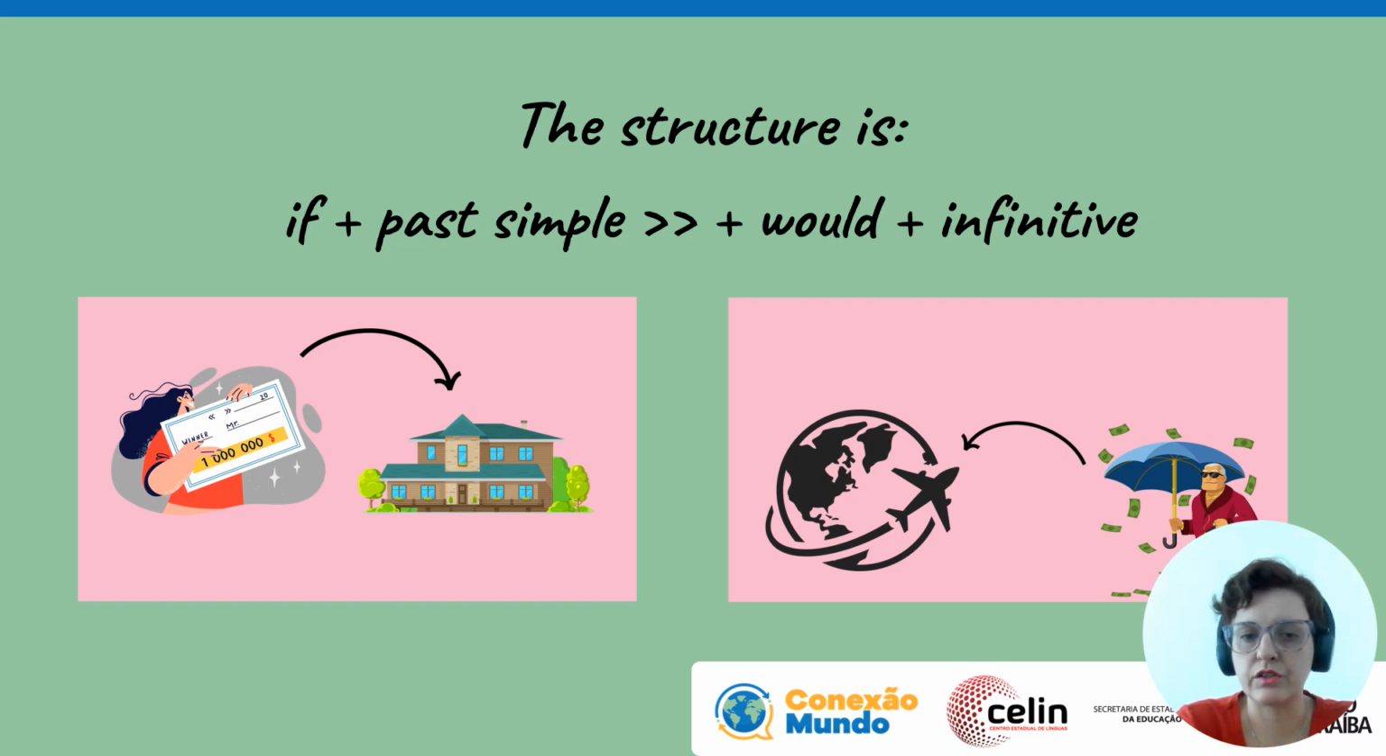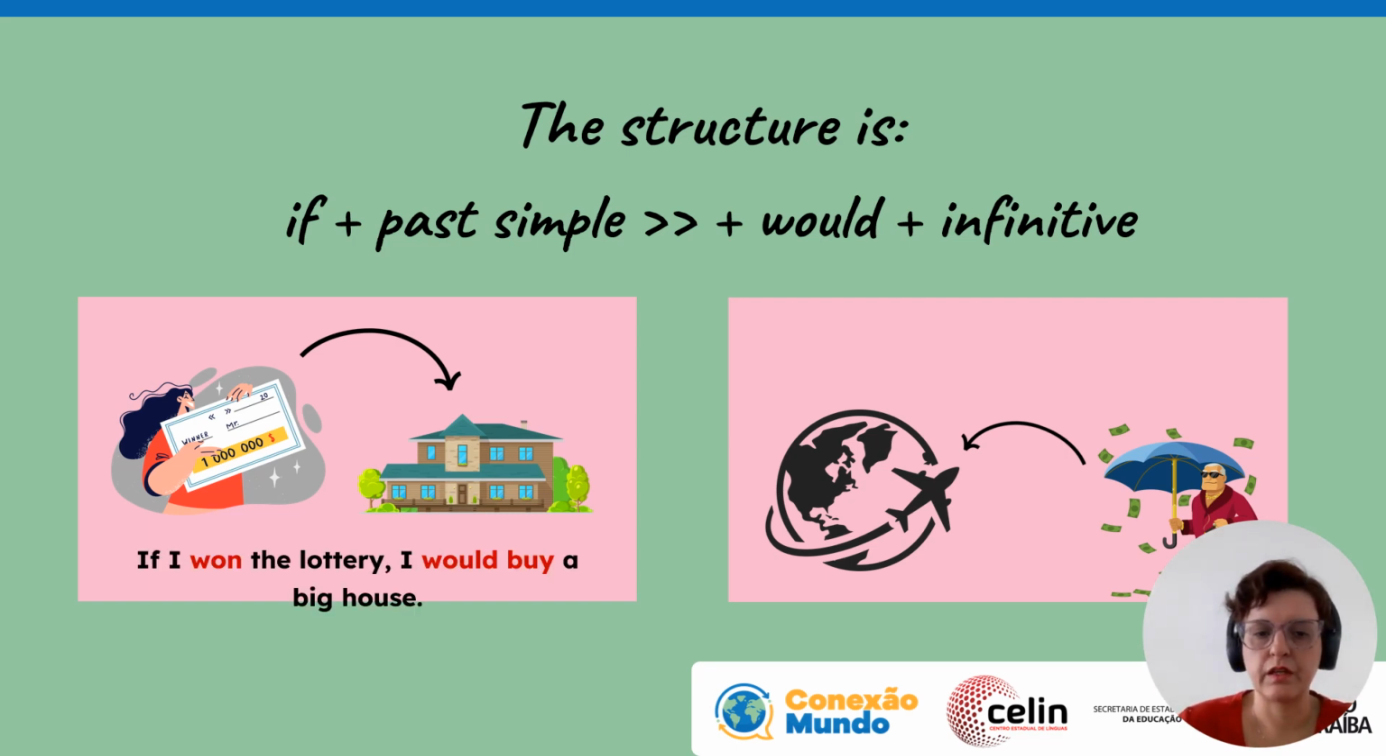Remember, in the second conditional sentence, we talk about things that we imagine, okay? Not necessarily things that are true, or that are going to happen, but things that we wish would happen or could happen. Look, if I won the lottery, I would buy a big house. Okay, if plus past simple, would plus infinitive. Okay, I'm imagining this. This is my wish, but this is not necessarily something that will happen.